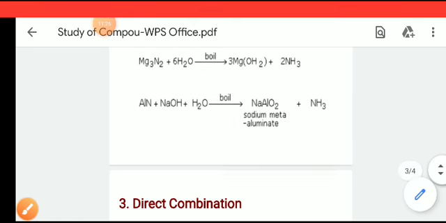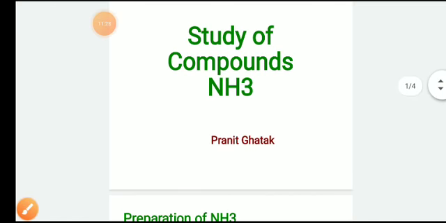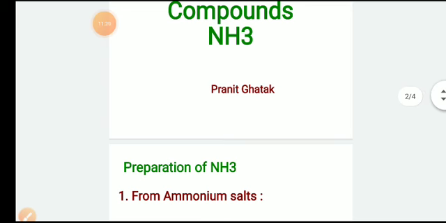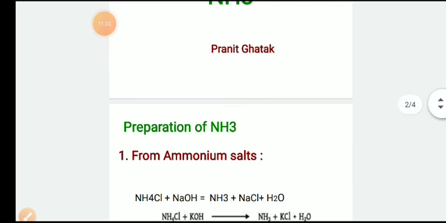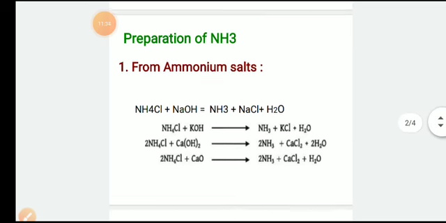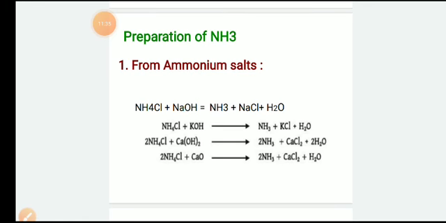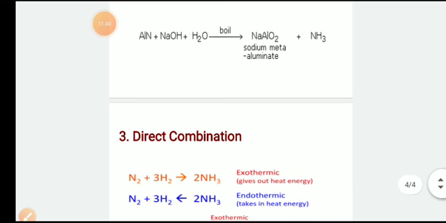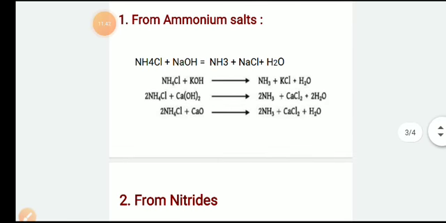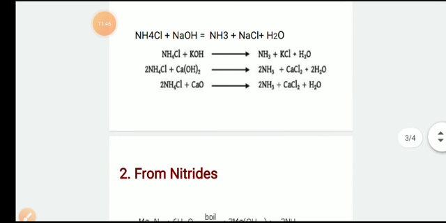Okay, so for today we have already started ammonia. The chapter name is ammonia, and we have seen the preparation of NH3. There are mainly three ways, that is from ammonium salt, from nitrides, and from direct combination. Okay, so we have discussed all in this short video. I hope you have understood this part very well.